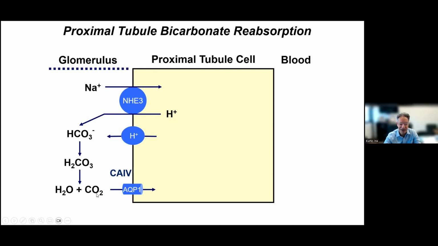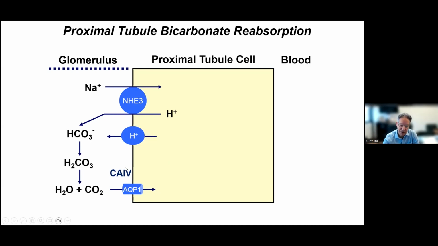Well, we still haven't done anything. Now we got carbon dioxide in the lumen of the proximal tubule. How does that help us absorb bicarbonate? Well, now we've created a carbon dioxide gradient between the lumen of the tubule and inside the cell, and it will go down its gradient. Some people think it actually goes through aquaporin 1 specifically.